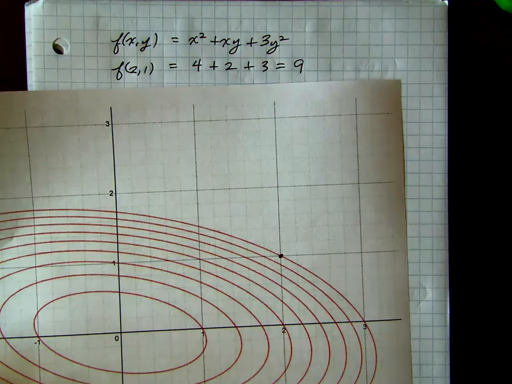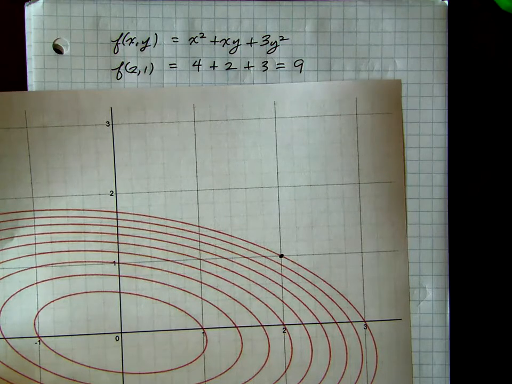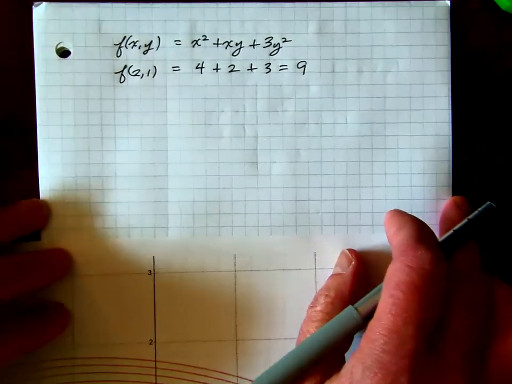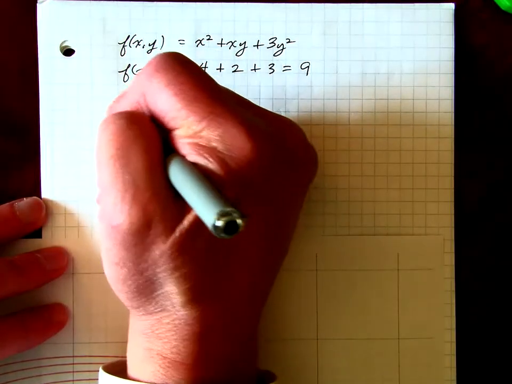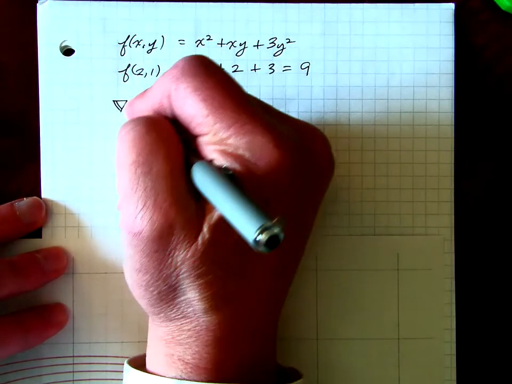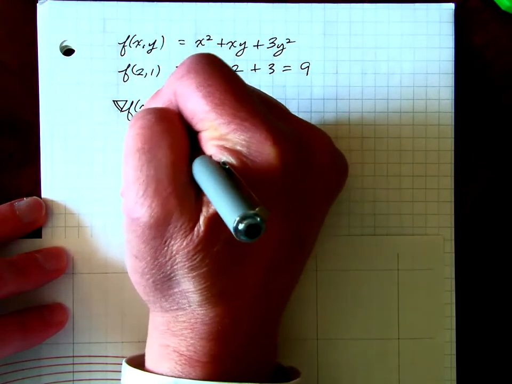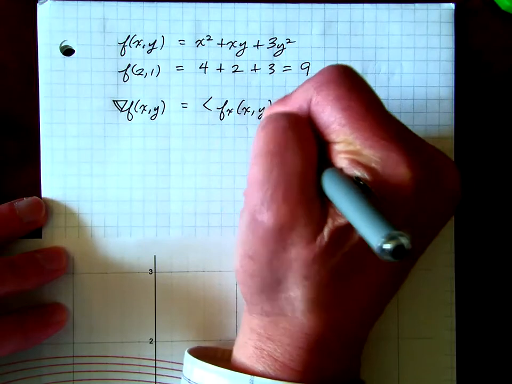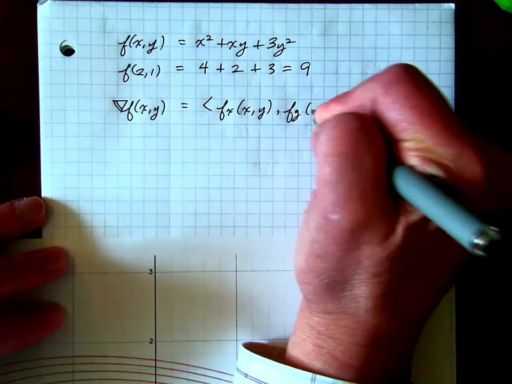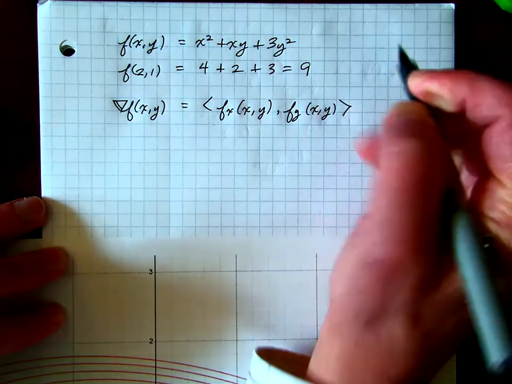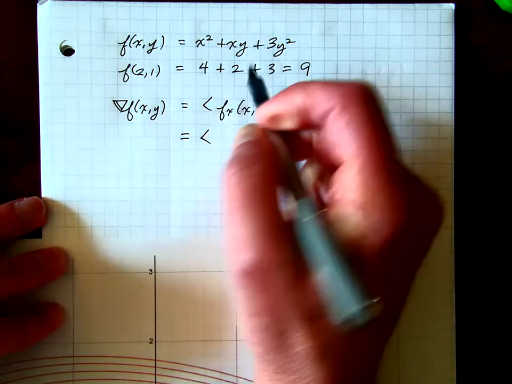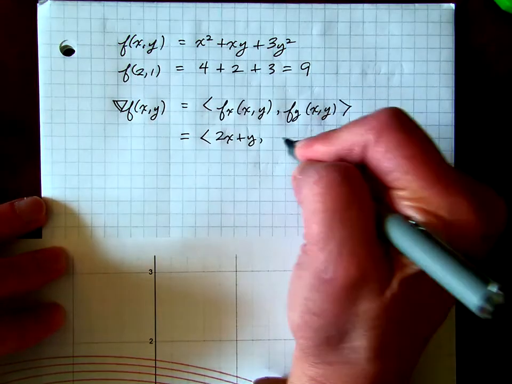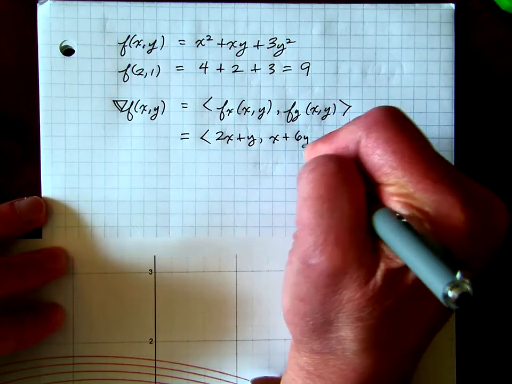Now what do we do? Let's find the directional derivative there. Because we've learned how to do that, let's find the gradient first. This is sometimes called del or grad. The first slot will have the partial with respect to x. The second slot will have the partial with respect to y. So let's see: 2x + y, and then x + 6y.